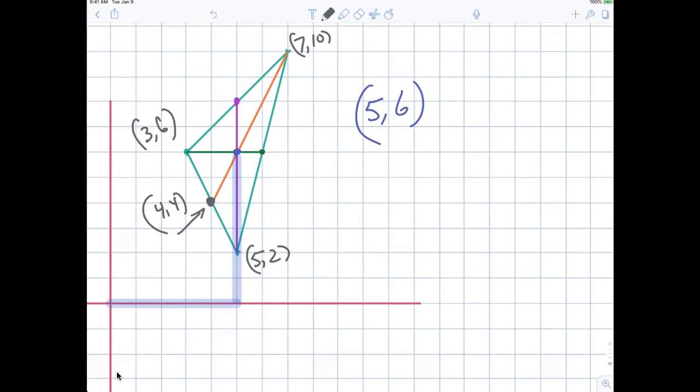Remember, I always tell kids, midpoint is just simply an average of the two numbers. If you want to be in the middle, you want to find the average. So you add the x's and divide by 2, add the y's and divide by 2. That's how easy that is. Everybody with me? All right.